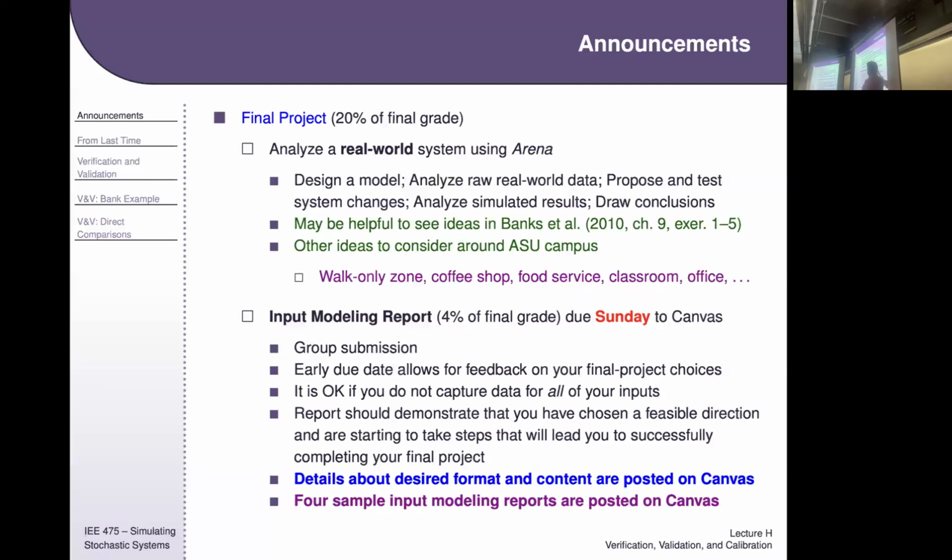You'll turn it in much sooner than you'll turn in your final project report. That gives me a chance to go through and say, yep, that looks plausible, or this seems a little too ambitious, or, well, doesn't this problem seem a little too obvious? Can you make it a little more interesting so that it actually looks like something you'd want to use a simulation to find out something new about, as opposed to just using a sim to demonstrate something you already know? Those are usually the feedback that I give. That's all we're saying here. Details about desired format and content are posted on Canvas in the assignment, and there are also some sample input modeling reports posted on Canvas to give you an idea of what those look like.